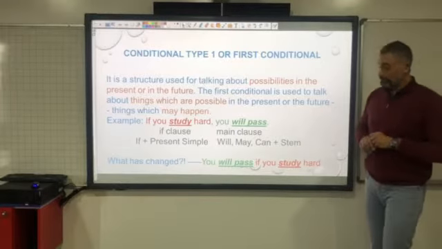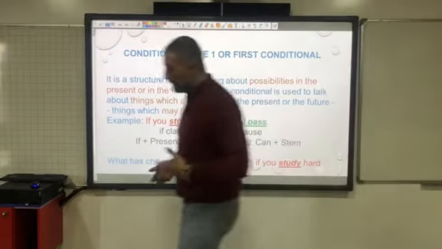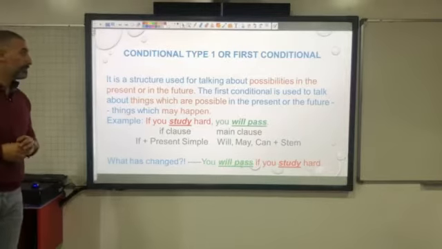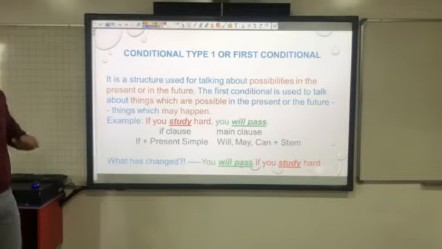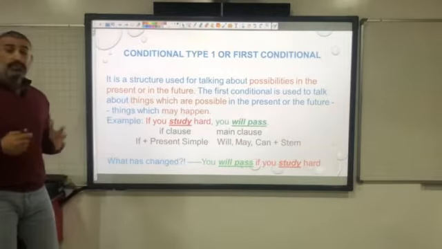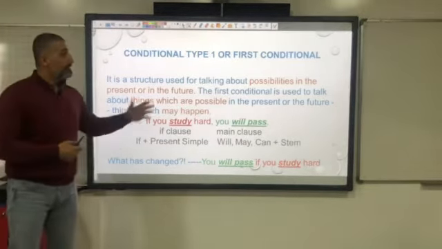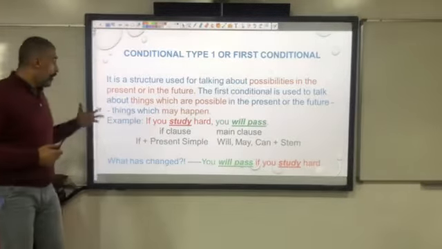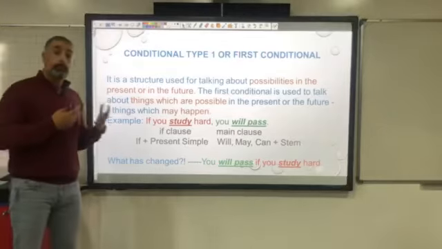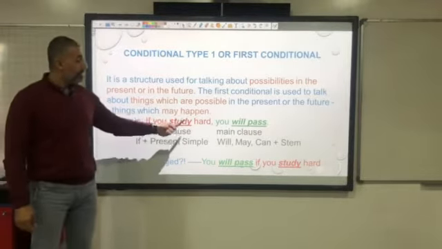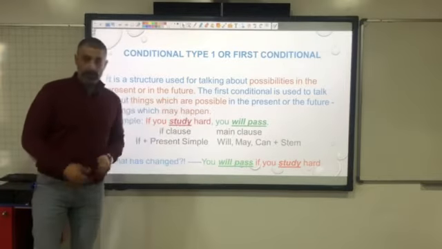The second type for today is conditional type 1 or first conditional. This is a bit different from the zero conditional because it is used for talking about possibilities in the present or in the future. The first conditional is used to talk about things which are possible in the present or the future, things which may happen. An example, if you study hard, you will pass.